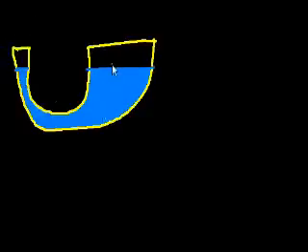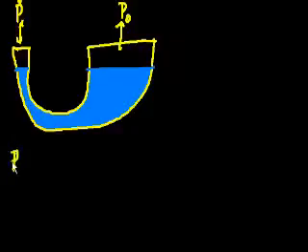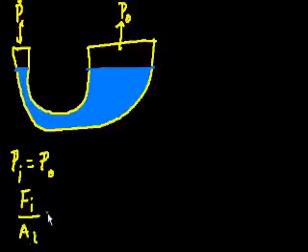So this is cool because this is now another simple machine. Because we know that the pressure in is equal to the pressure out, right? Pressure in is equal to the pressure out. And pressure is just force divided by area. So the force in divided by the area in is equal to the force out divided by the area out, right?